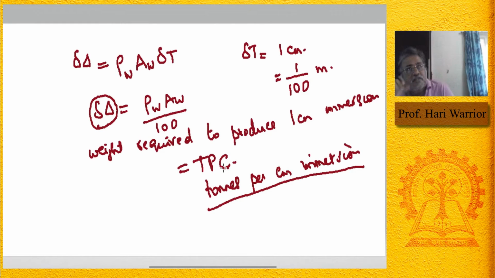Now, this tons per centimeter immersion is a property of the ship itself. After the ship is built, tons per centimeter immersion becomes a property of the ship, which means that tons per centimeter immersion can be plotted as a function of draft. As the draft of the ship keeps on changing, its tons per centimeter immersion will keep on changing. So this tons per centimeter immersion is also a hydrostatic particular. Now we can always draw curves like this.